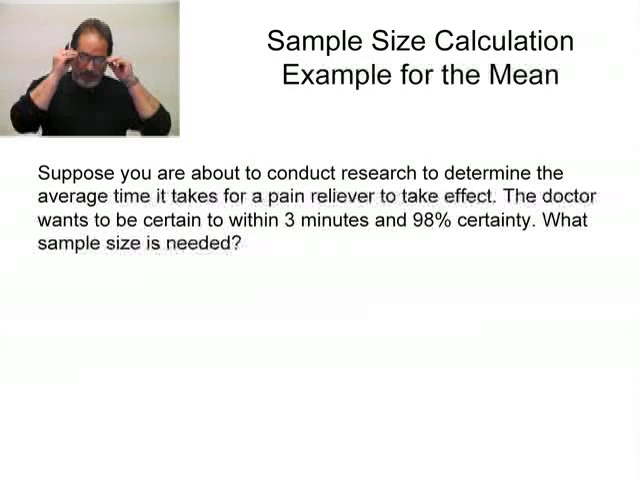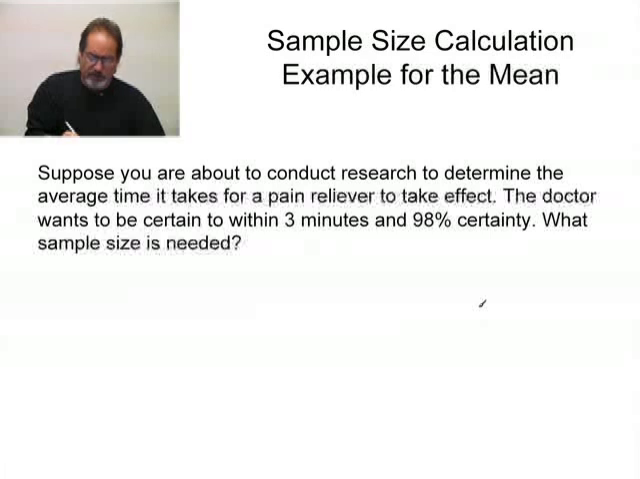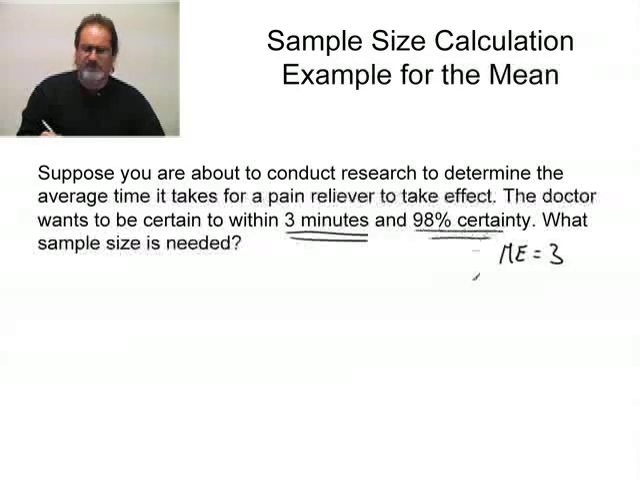Now, suppose you're about to conduct research to determine the average time it takes for a pain reliever to take effect. The doctor wants to be certain within 3 minutes. This is kind of important. The 3 minutes, that's the margin of error. And 98% certainty. That's going to dictate what alpha over 2 is going to be. What sample size is needed?